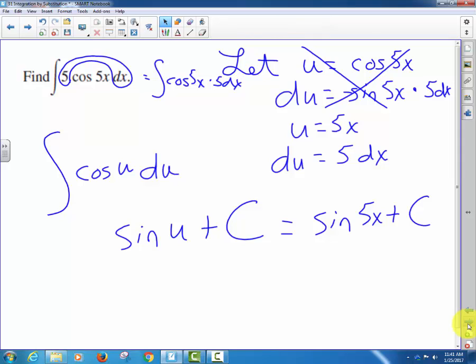Now, at least in your head, especially early on, I'd take the derivative. What's the derivative of sine 5x? It's cosine 5x times the derivative of the 5x, because we're using chain rule. The derivative of 5x is 5, so we get back to our integrand. So the integral of 5 cosine 5x is sine 5x.